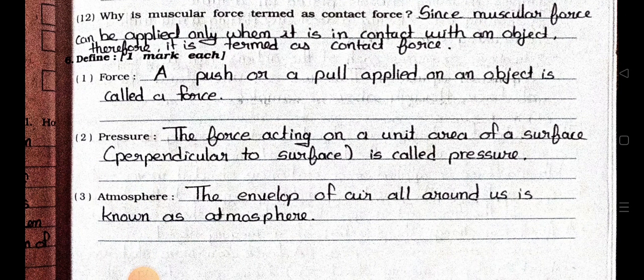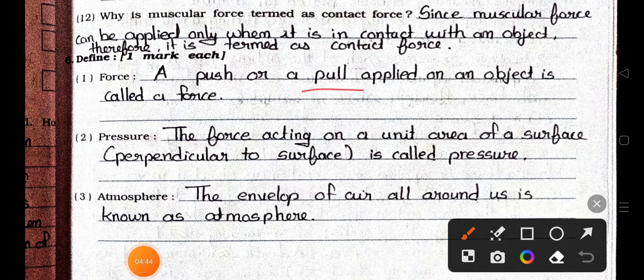Number 1. Force. A push or a pull applied on an object is called a force. Number 2. Pressure. Answer: the force acting on a unit area of a surface perpendicular to the surface is called pressure. Number 3. Atmosphere. The envelope of air all around us is known as atmosphere.